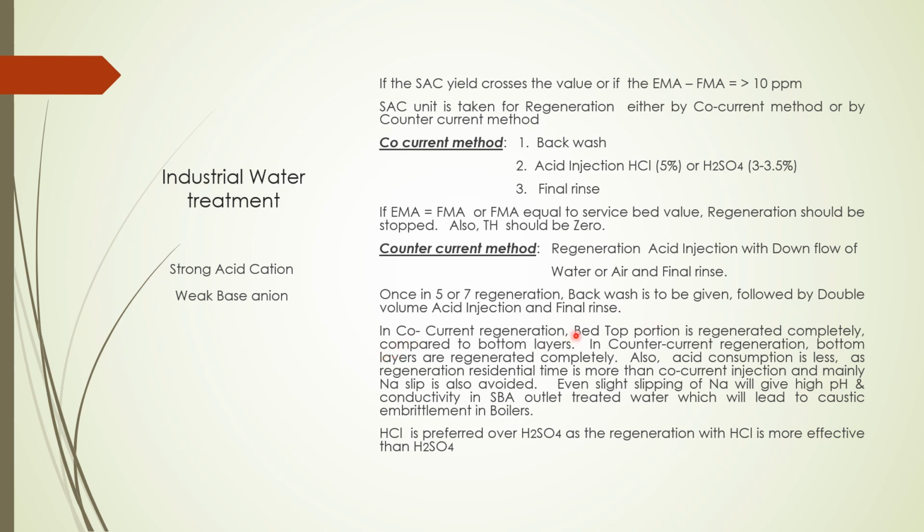In co-current regeneration, the bed top portion is normally regenerated completely compared to the bottom layers. In counter-current regeneration, the bottom layers are regenerated completely. Also, acid consumption is less as the regeneration residence time is more than co-current injection, and mainly sodium sweep is avoided. Even slight slipping of sodium will give high pH and conductivity in the SBA outlet treated water, which will lead to caustic embrittlement in boilers.